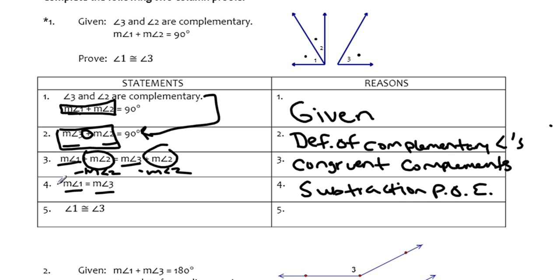Then in this step, we lose the m, it's gone. The equal sign turns into a congruent sign. Anytime you change an equal sign to a congruent sign, that's called the definition of congruent and then whatever we're referring to. So in this case, we're referring to the definition of congruent angles. It says that angles that are equal are also congruent, and angles that are congruent are also equal.